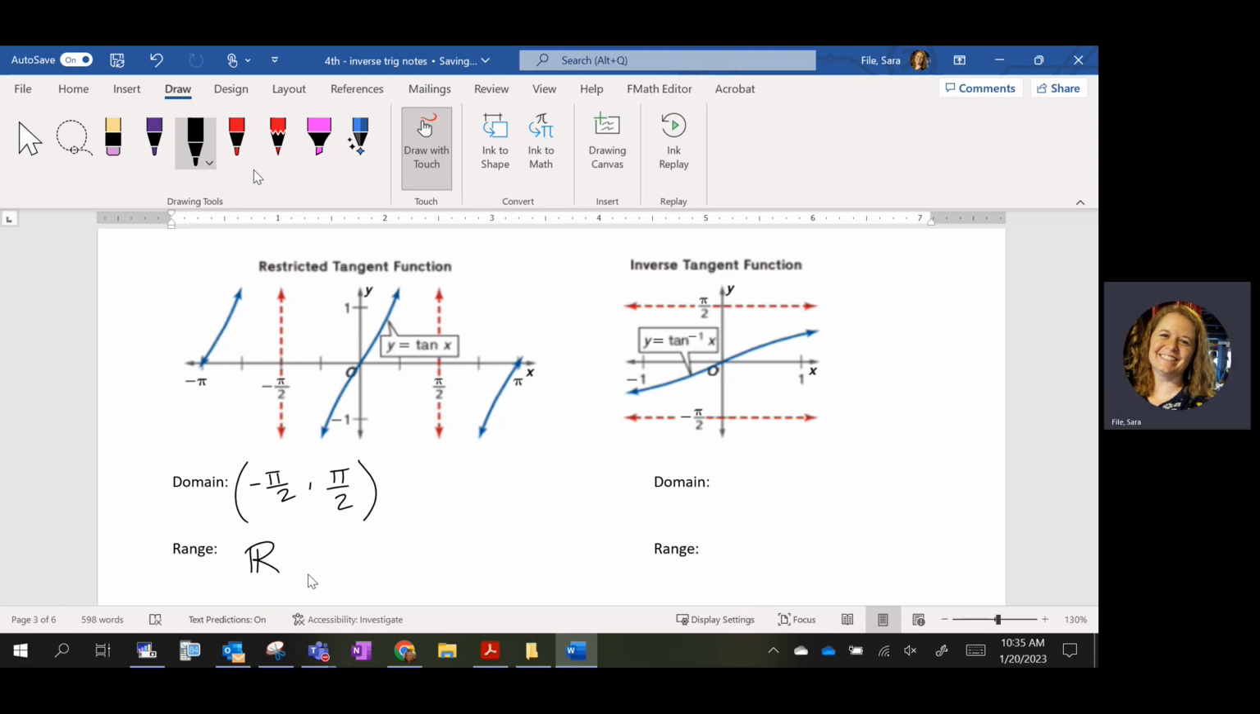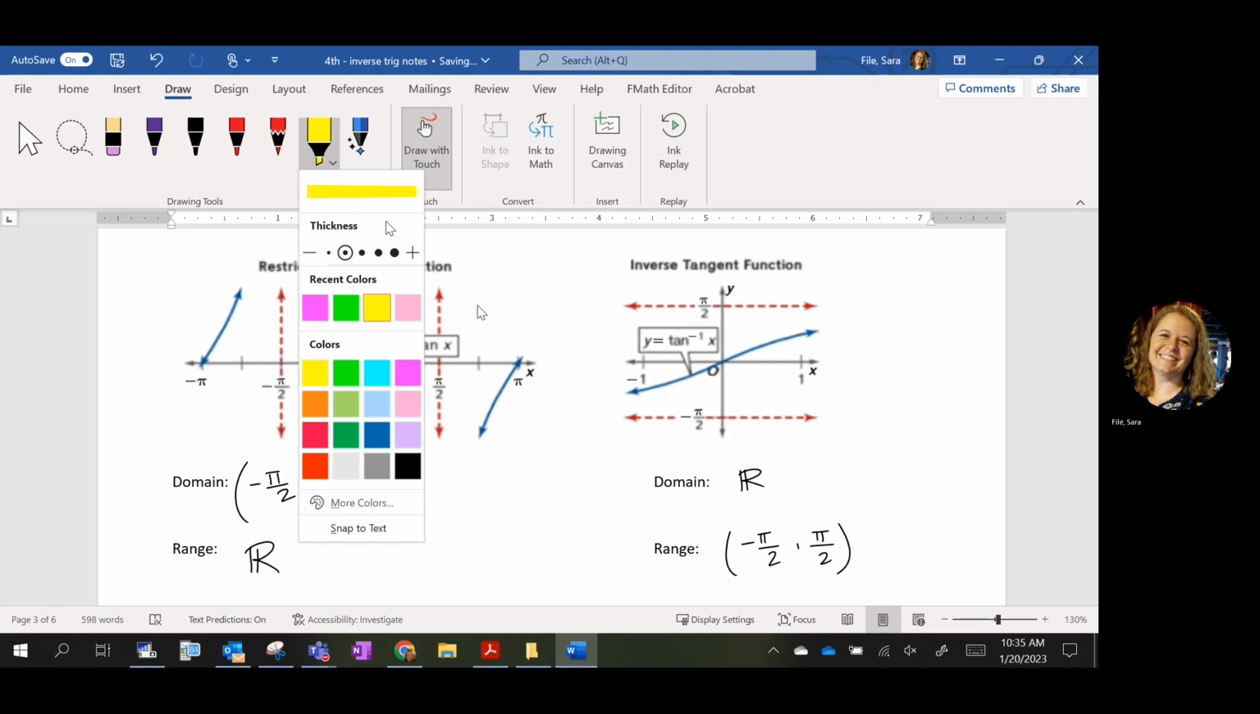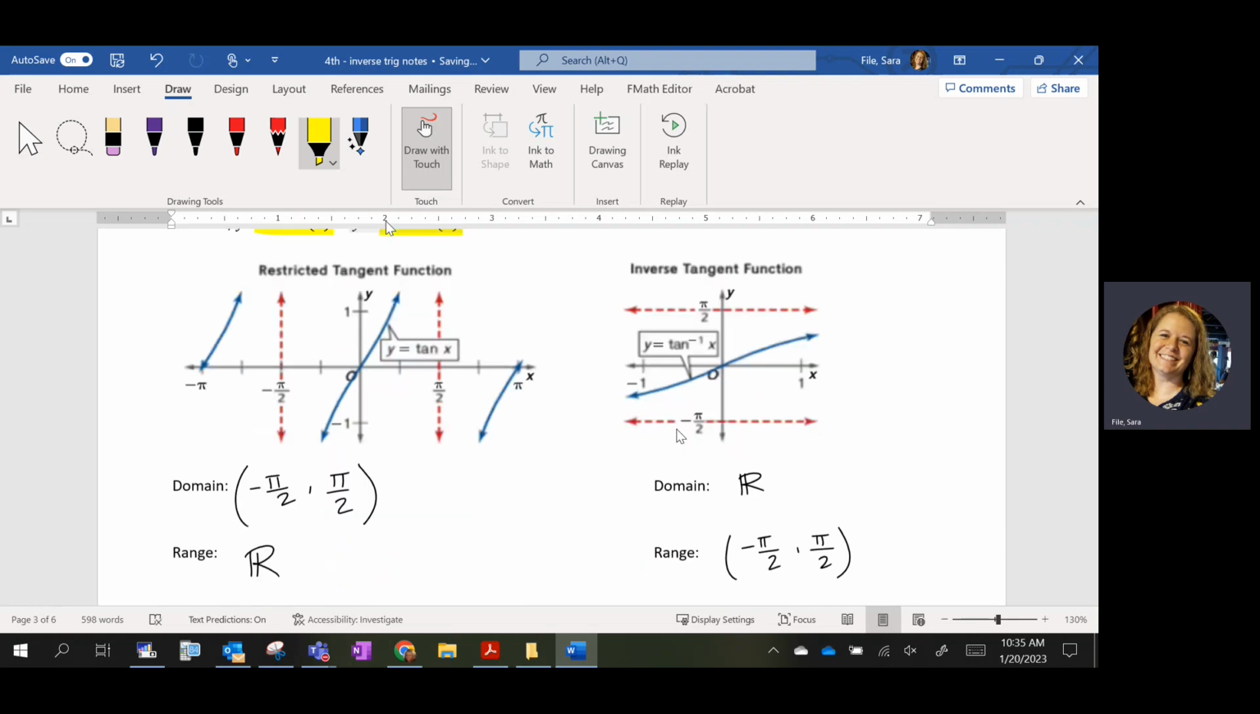So for the inverse, when I switch x and y, domain and range switch. So the domain becomes all real numbers. It goes left and right forever. And the range is the -pi/2 to pi/2 with parentheses. This is inverse tangent or arctangent.